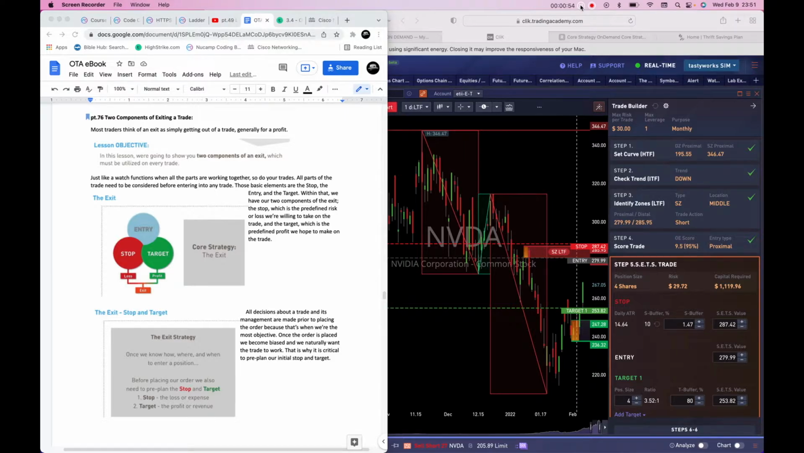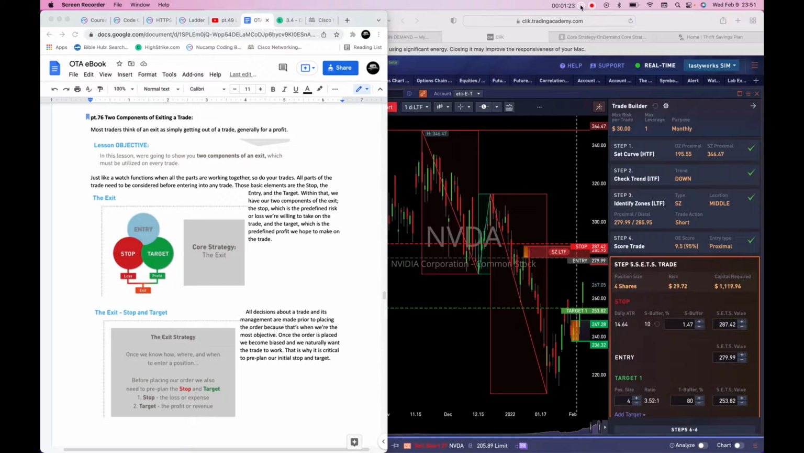We have the stop, which is the predefined risk or loss we're willing to take on the trade, and we have the target, which is the predefined profit we hope to make on the trade. All decisions about a trade and its management are made prior to placing the order because that's when we are the most objective. Once the order is placed, we become biased and we naturally want the trade to work.